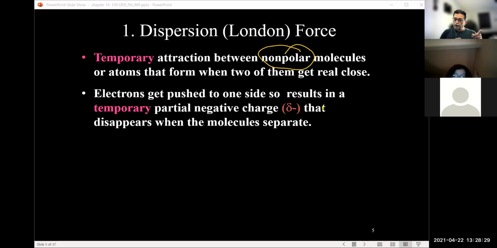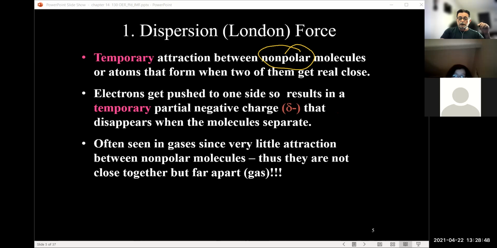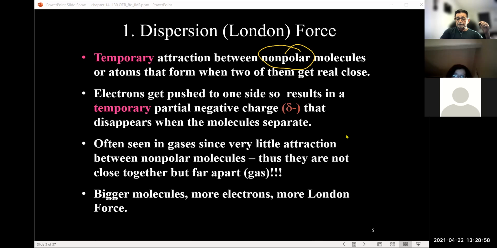The other examples of polar covalent bonds have a permanent dipole. Non-polar compounds have a temporary dipole. They have an induced dipole, if you will. They're just temporarily being pushed to one side. And yes, you see these in gases. There's very little interaction between them, very small interactions. Normally, the bigger the molecule, the more electrons, the more London forces.